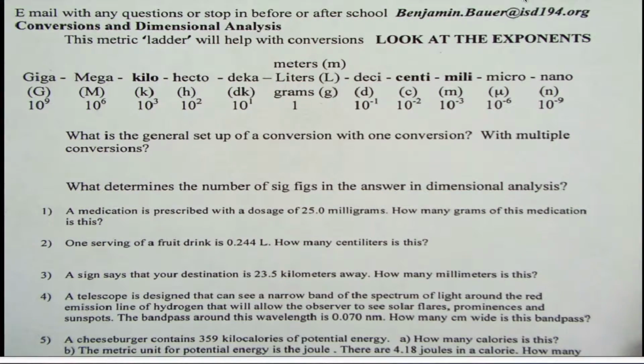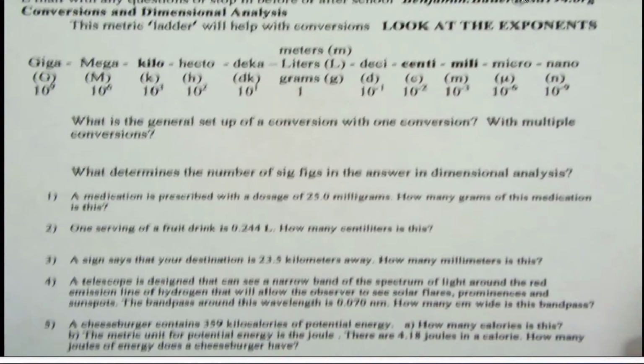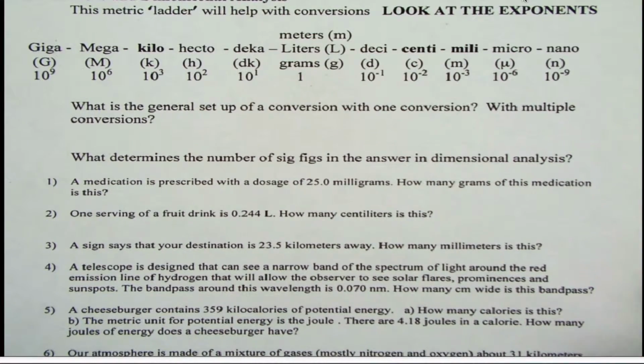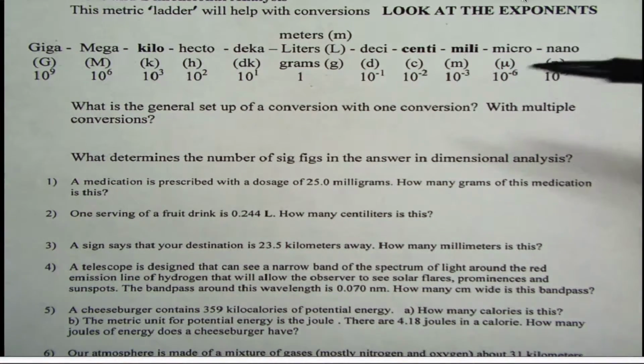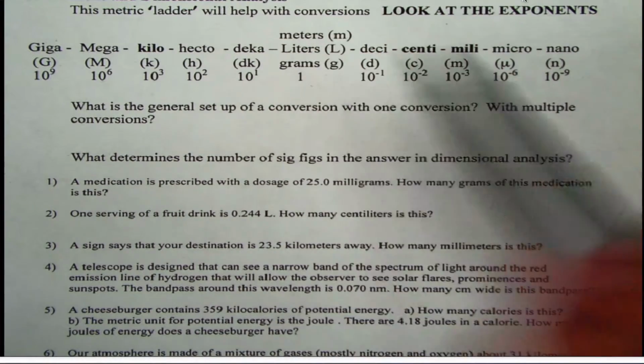All right, welcome back. Here we're going to talk about conversions and dimensional analysis. This is going to be using the metric ladder. How do you set it up? How do you take things down? So you've got to really look at the labels. All right, so here's your metric ladder. The ones we're really going to be using are kilo, deci, centi, milli, and your base units: liters, grams, meters.